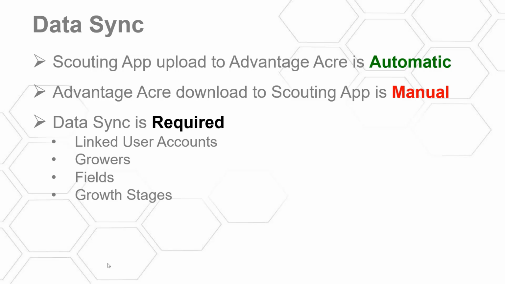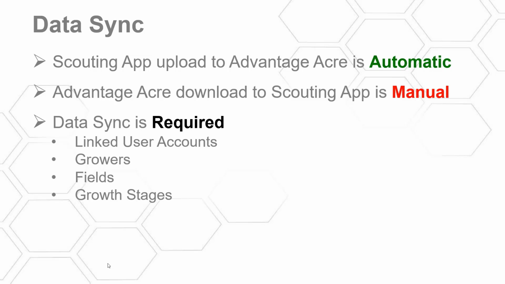It's an outside tool, not created by us, so we have to do a manual download of information. What information are we moving manually? Well, anything that we have updated since the last time we were in the Scouting App, and for many of us that may be since last year because we haven't had the Scouting App open since harvest time. That means if we've added new linked user accounts to our account, they're not showing up in the Scouting App till we do the data sync.